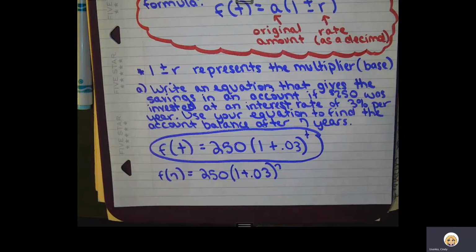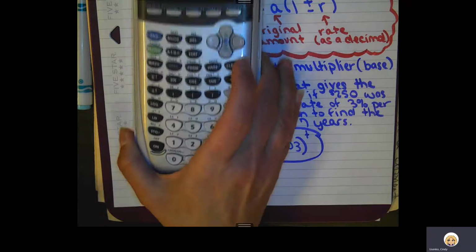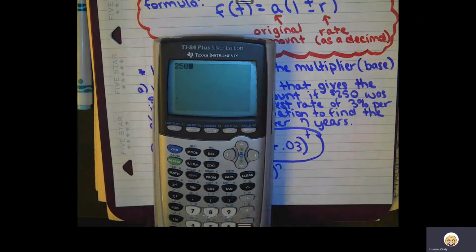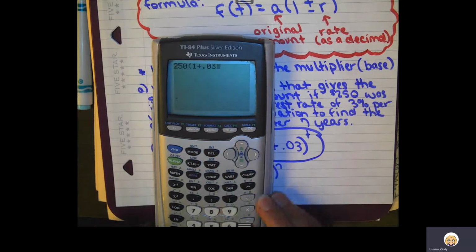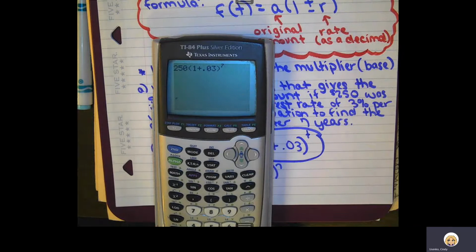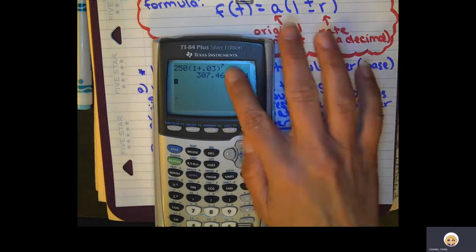Now we're going to go ahead and type that in on our calculator. So I'm going to grab my calculator. I'm going to cover this up a little bit. We have 250 in parentheses 1 plus 0.03, and we use our exponent button to the 7th power. We're talking about money, so we need to make sure that we're rounding to what we can use for money. So we use dollars and cents. So we are going to round this to the nearest hundredth because that's what our cents would be.